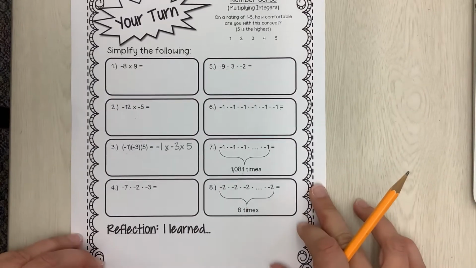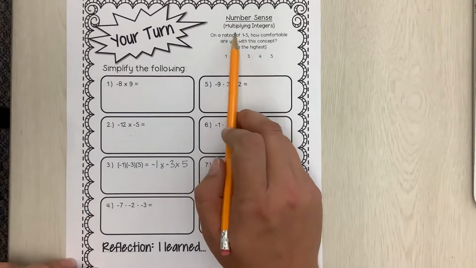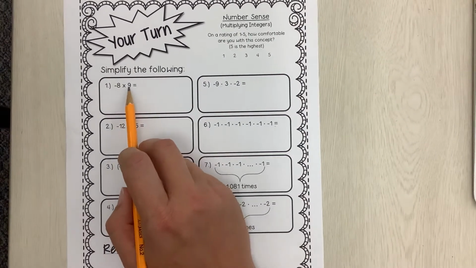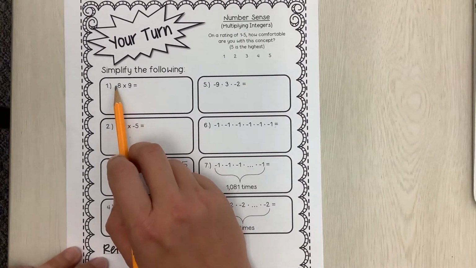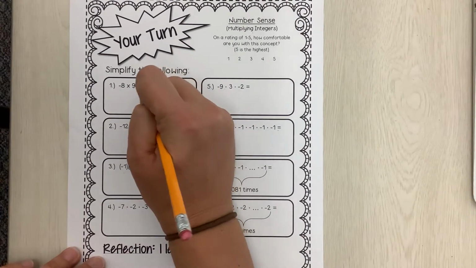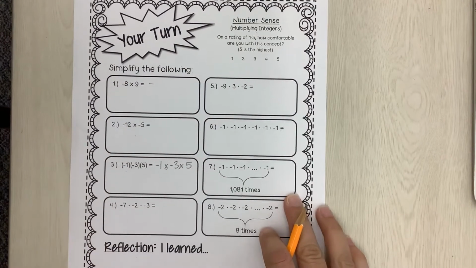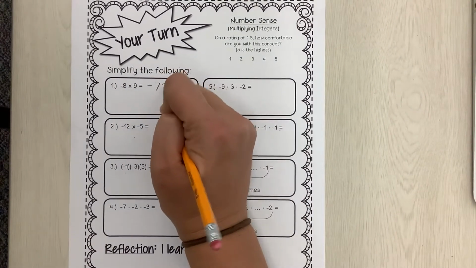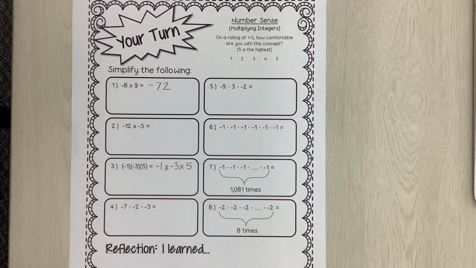Let's go ahead and go over our practice problems for multiplying integers. All right, so the first one, a -8 times a +9. It's one negative and one positive. So one negative is an odd number, so that tells me my answer is definitely going to be negative. And then 8 times 9 is 72. So negative 72 is what you should have there.